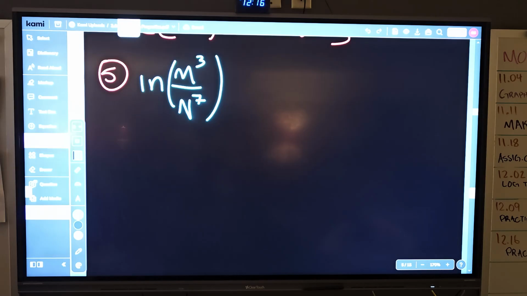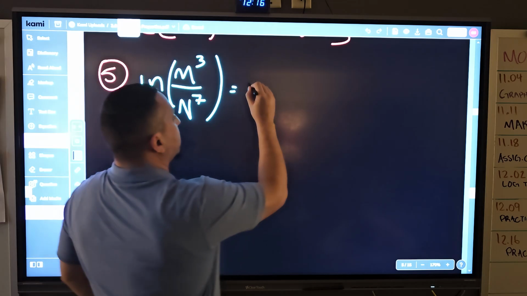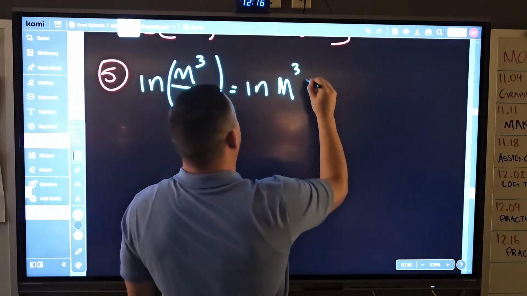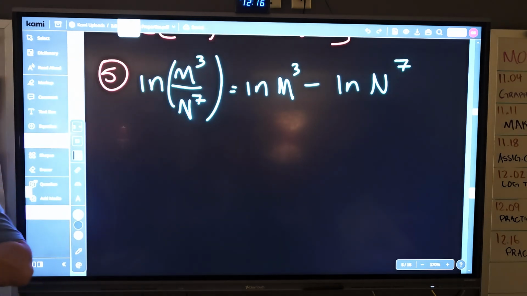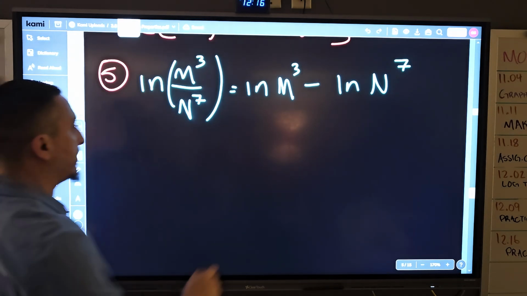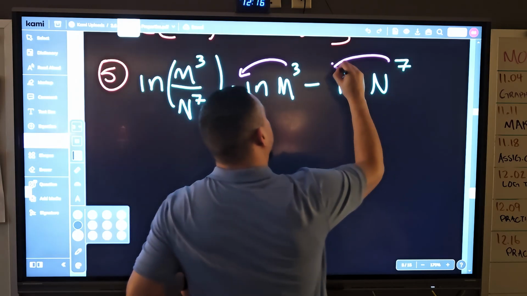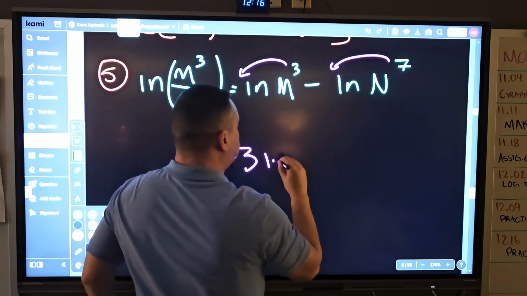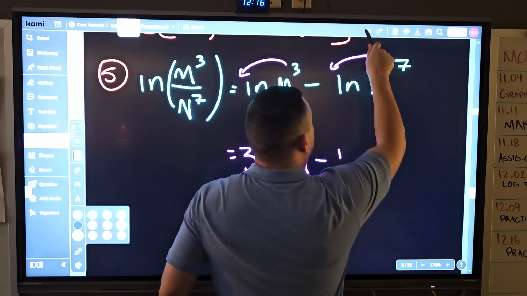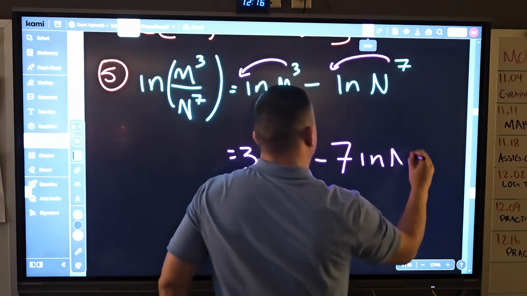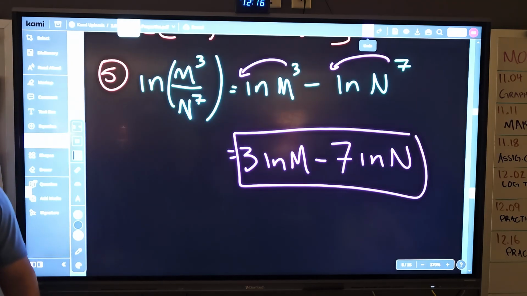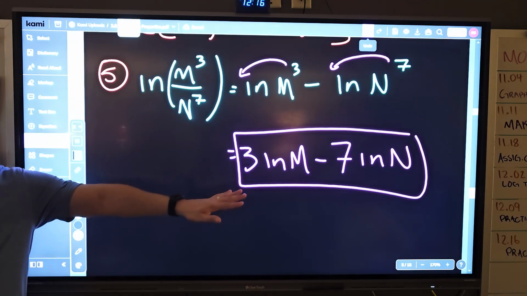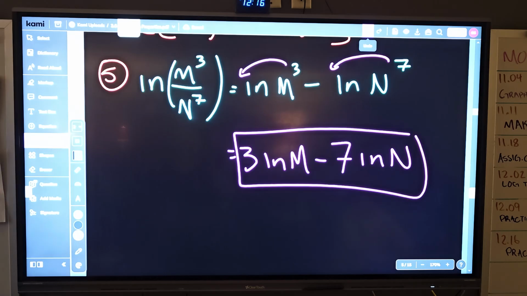Okay, so division can turn to subtraction. So ln of M cubed minus ln of N to the 7. And always, if you have powers, bring them down. That's as far as you can go. How many of you got it down all the way to this part? How are we doing? Good. Questions, guys?